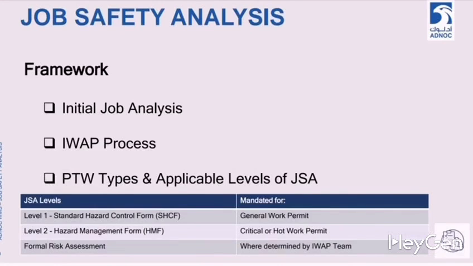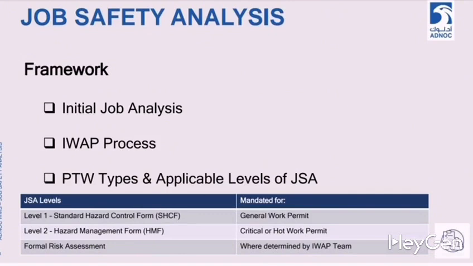After that, according to the IWeb Process Integrated Work Activity Plan, we need to decide which permit will be applicable for our work. According to the permit, which level of FRA or JSA will apply to us. So if we have a critical work permit, we can apply JSA level 2 or FRA. If there is a hot work permit, as per IWeb, we will have the option of FRA or JSA level 2. But if we have to work on a general work permit, then we can work at level 1.